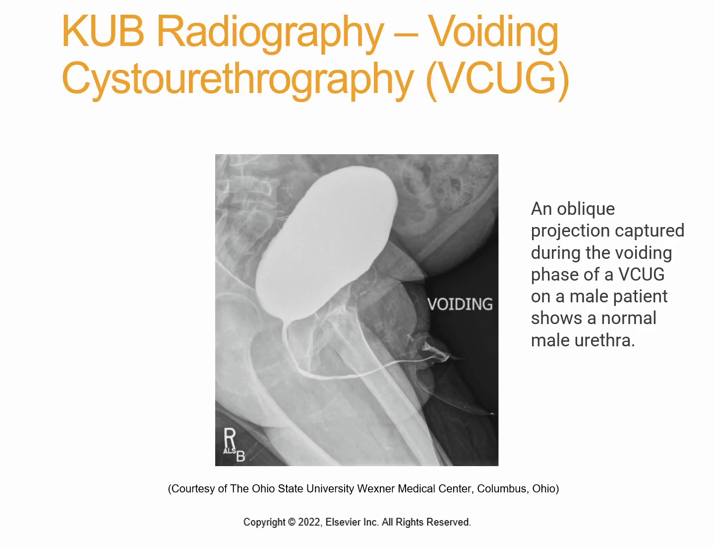A voiding cystourethrogram is sometimes used in conjunction with a retrograde cystography to allow visualization of the urethra during voiding. A VCUG is often performed to assess for VUR. This is also a functional exam.